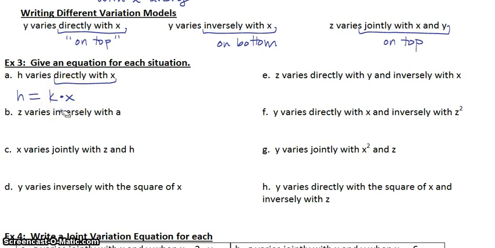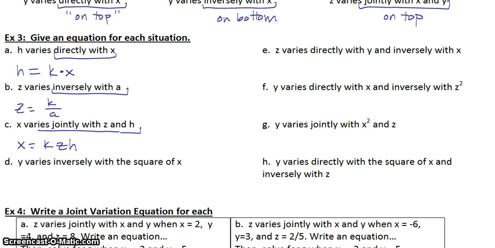Okay, so let's look at B. Z varies inversely with A. Alright, varies inversely means it goes on bottom of the k. Part C, X varies jointly with Z and H. So every single time it's going to follow these patterns. It's just going to be different variables, and it could be squared variables or all sorts of different stuff.